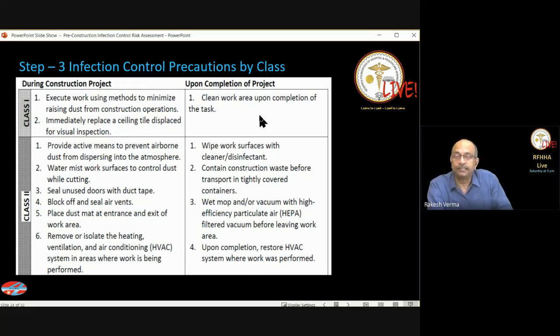Similarly, after the activity is over, the area must be cleaned. So this is a class 1 infection control precaution, a very simple activity, but nonetheless it is required to be carried out.